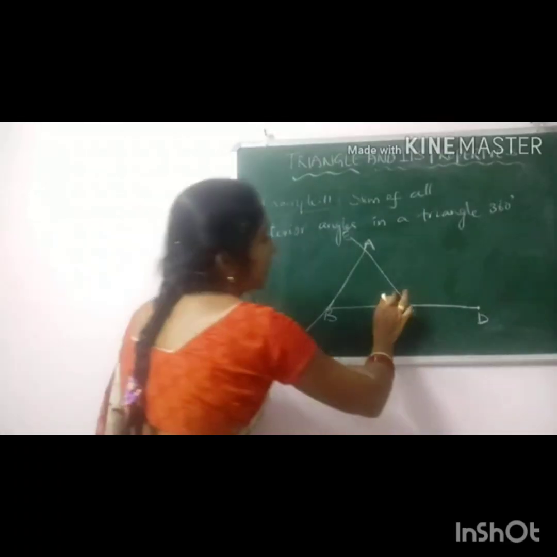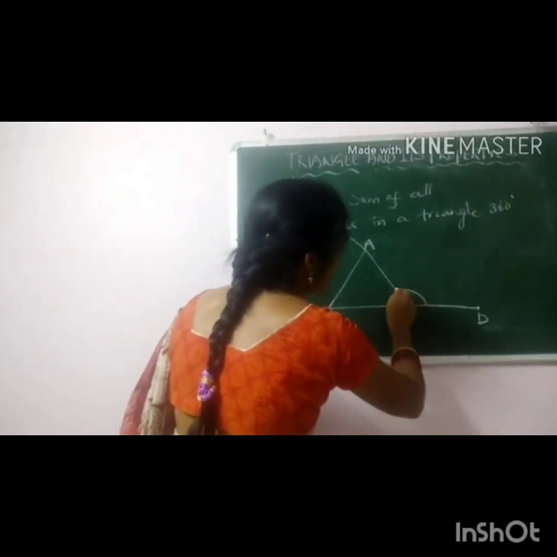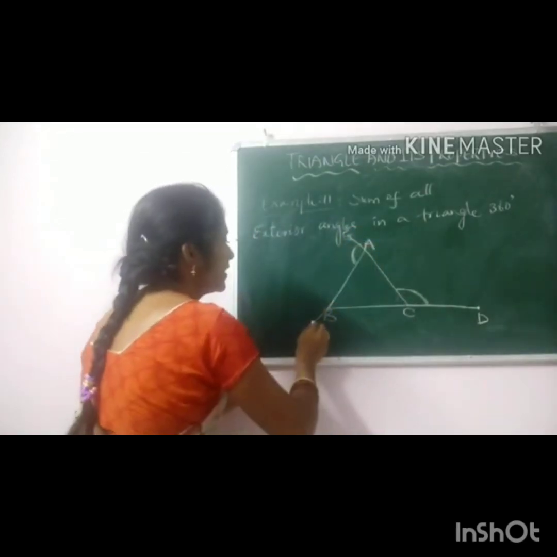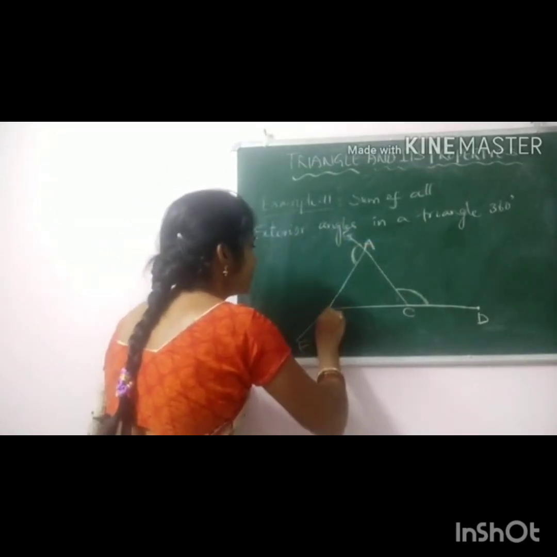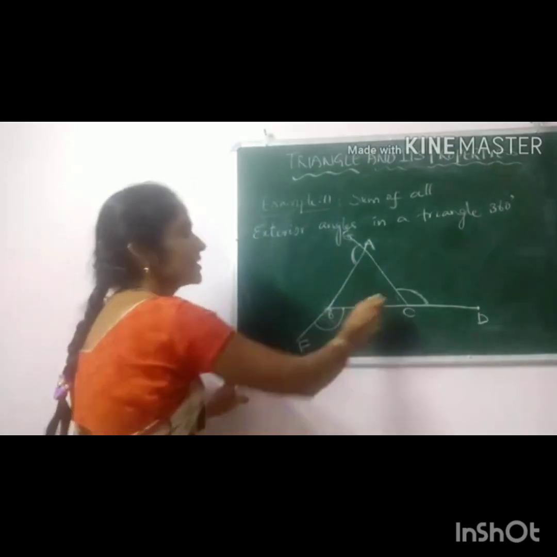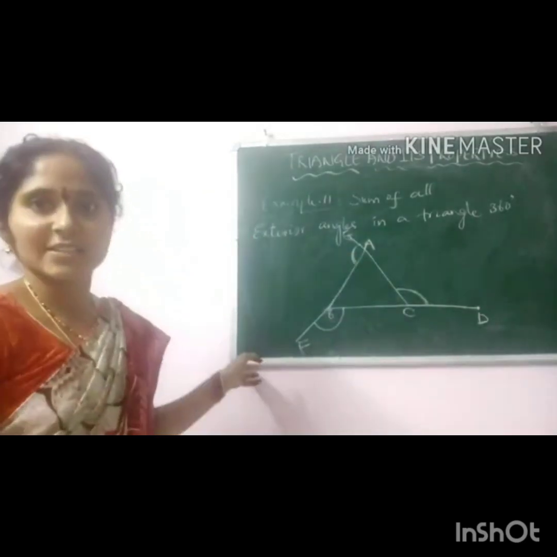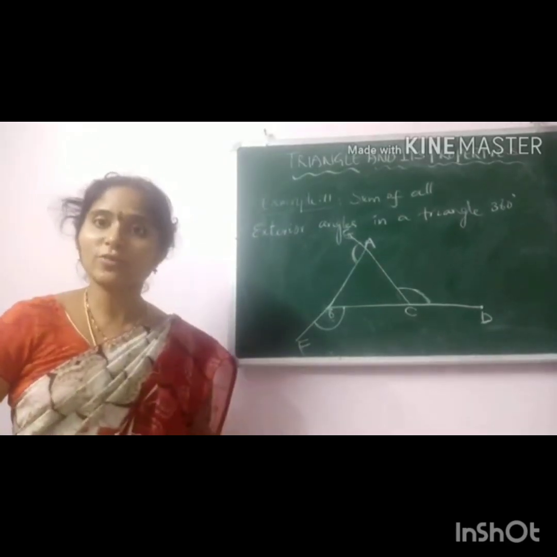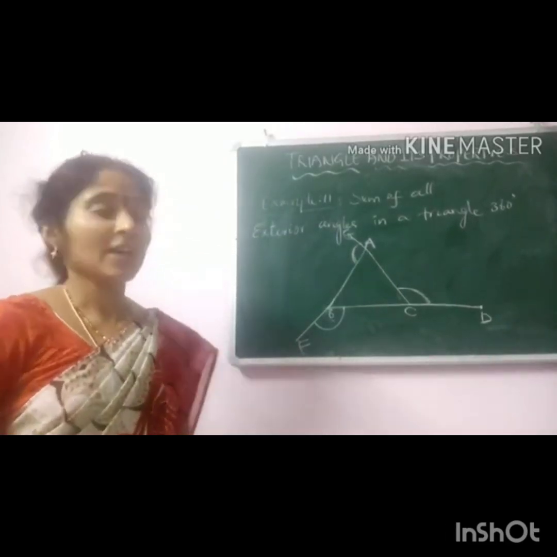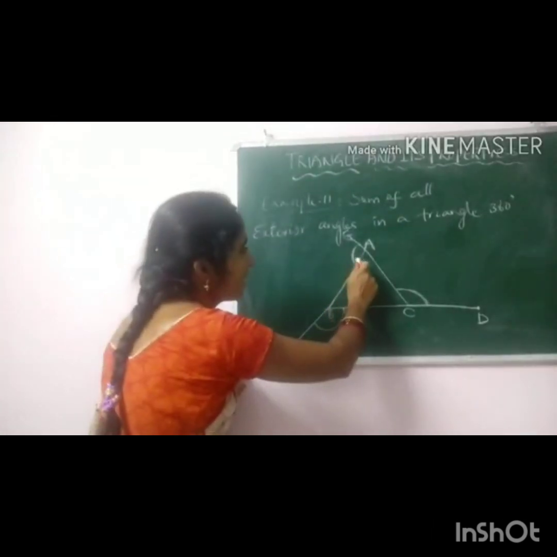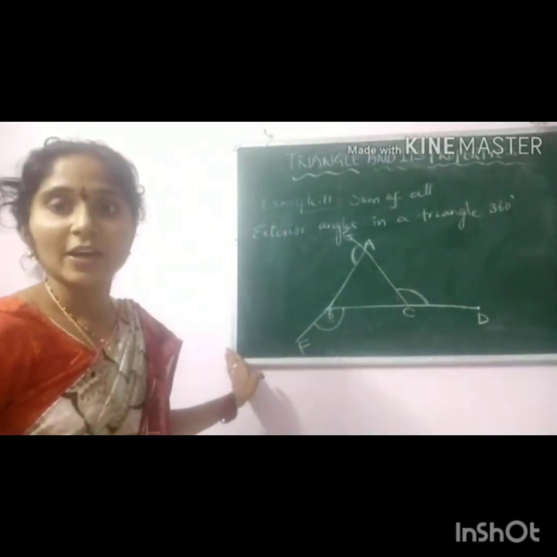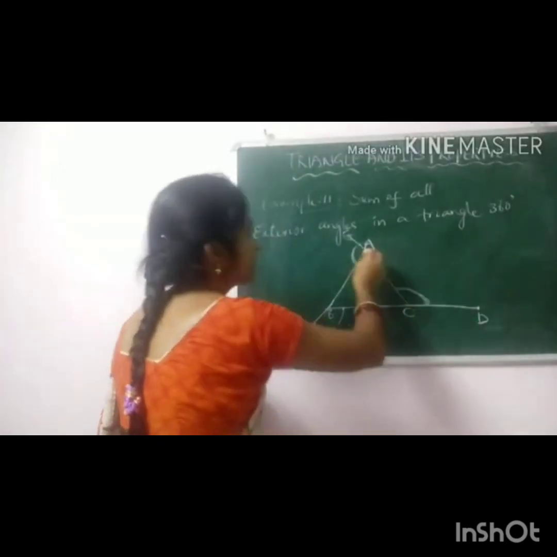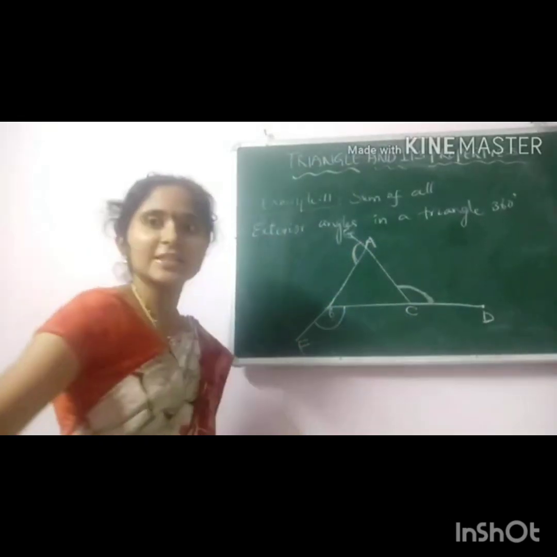Now have you observed here? One angle formed here, and here also one angle formed, and here also one angle formed. These are exterior angles. Exterior angles means outside of the triangle. Already we discussed yesterday that interior angles means the angles which are inside of the triangle. Now we are discussing about exterior angles. So this is one exterior angle, second exterior angle, and third exterior angle.